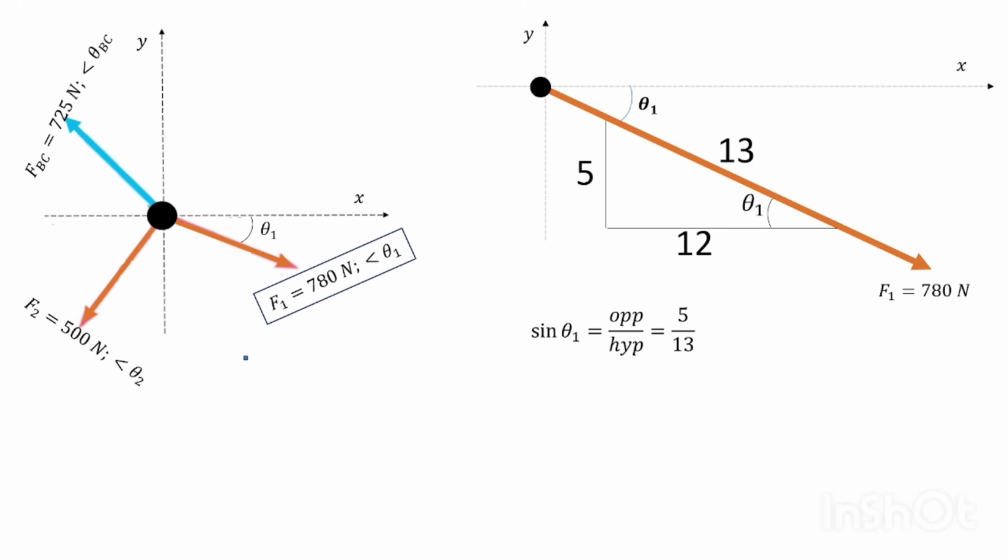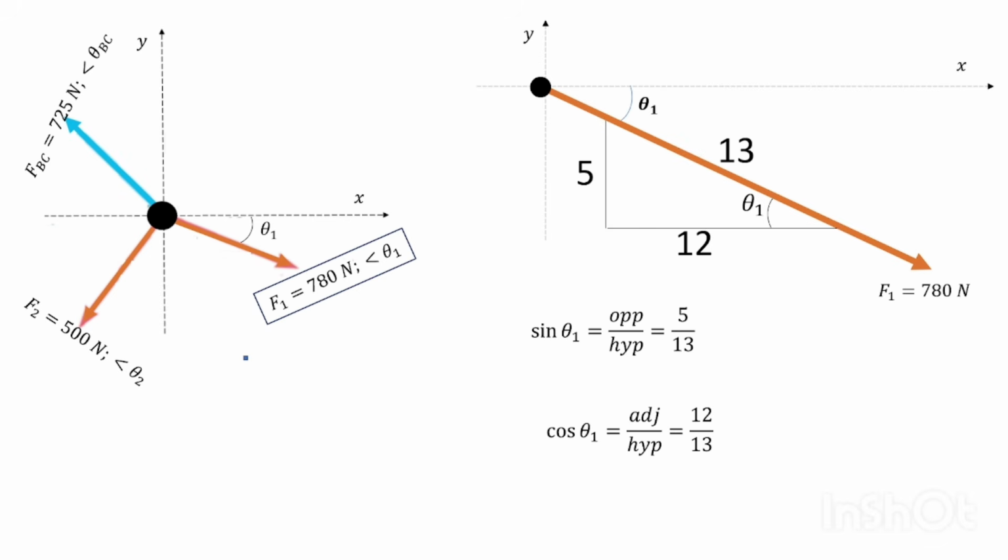We know that sine theta is equal to opposite over hypotenuse. For this case, we have the opposite to be 5, which is the side that is facing the angle, while the hypotenuse is usually the longest side, or the side that is facing the right angle of the triangle. So for this case, our sine theta is equal to 5 over 13. Likewise, our cos theta is equal to adjacent over hypotenuse.